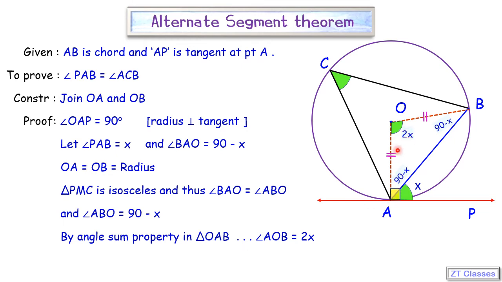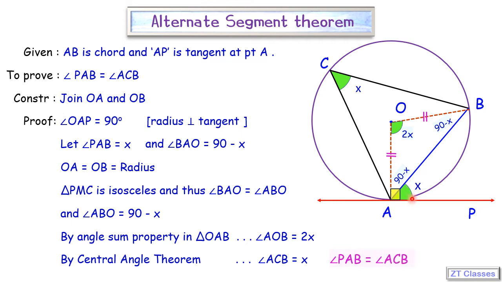Now we know the central angle theorem, that the angle subtended by a chord at the center is twice the angle at the alternate segment. So if this angle is 2x, then this particular angle will be x. And if these two angles are the same x, then these angles are equal. That's angle PAB equals angle ACB. And this is what we had to prove.